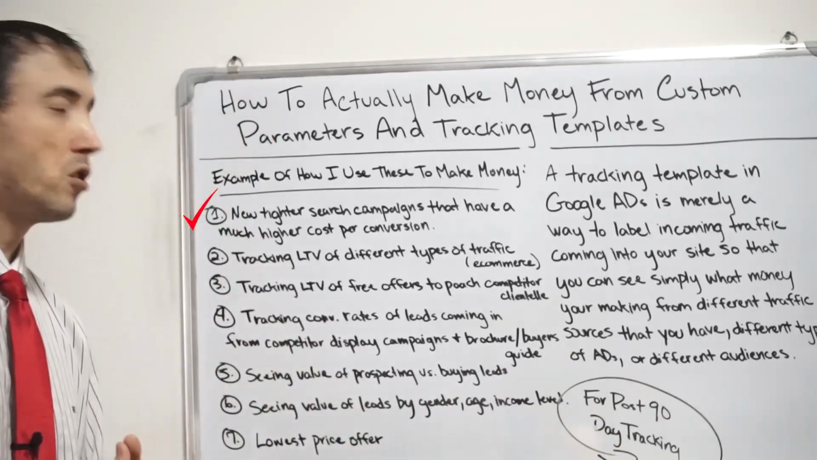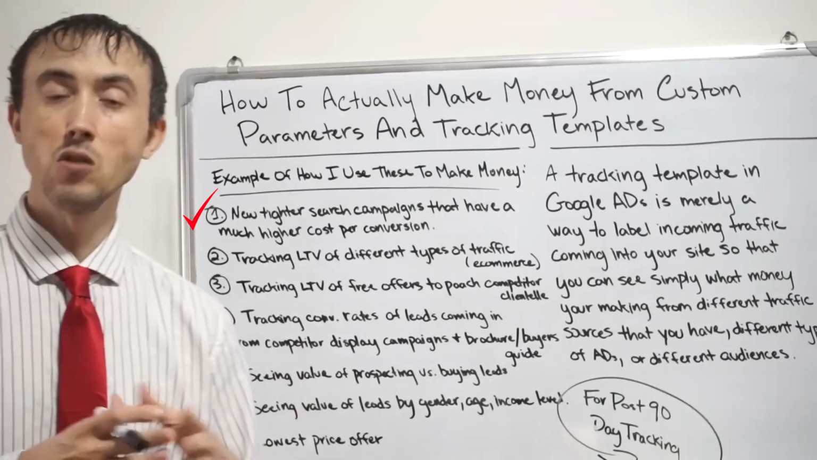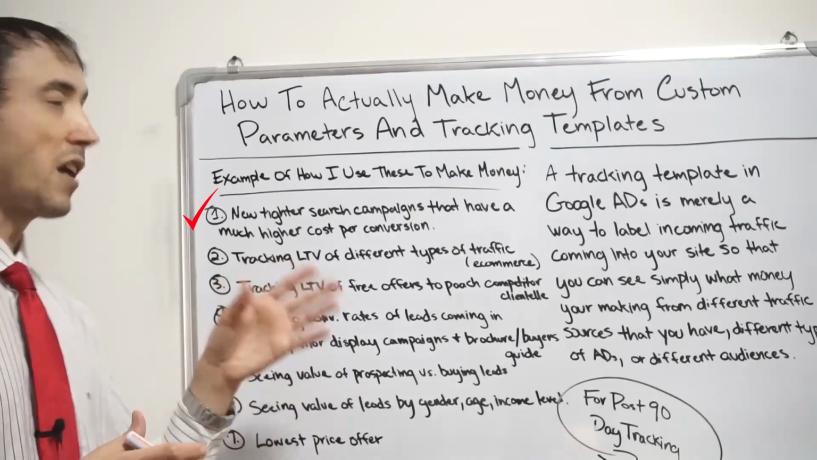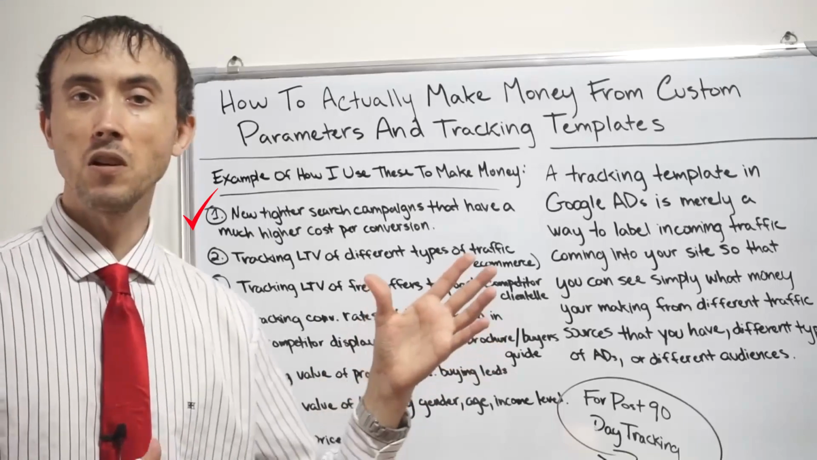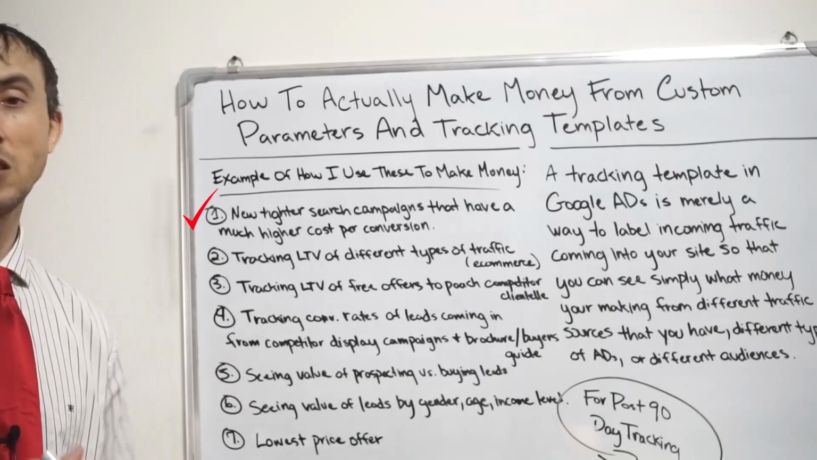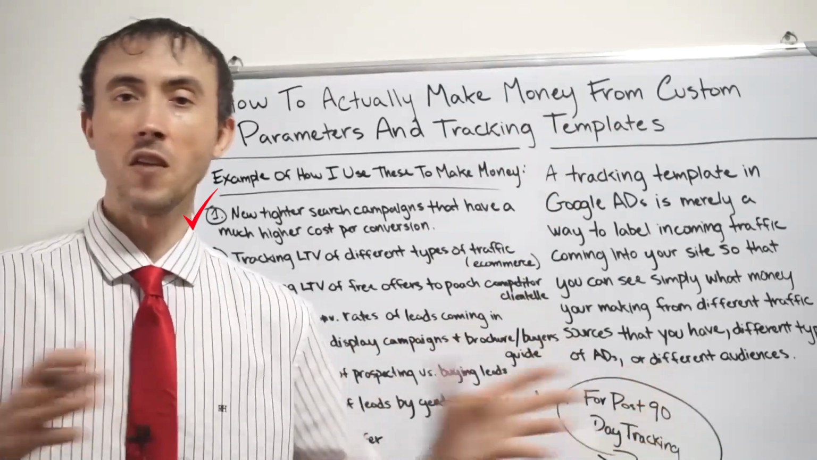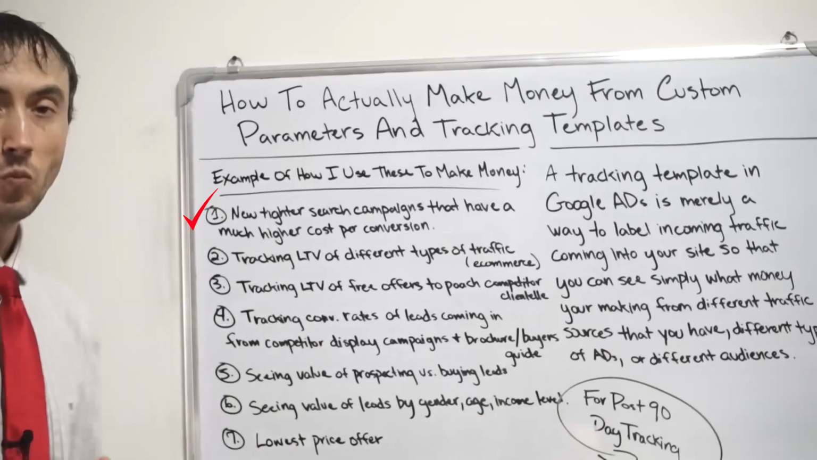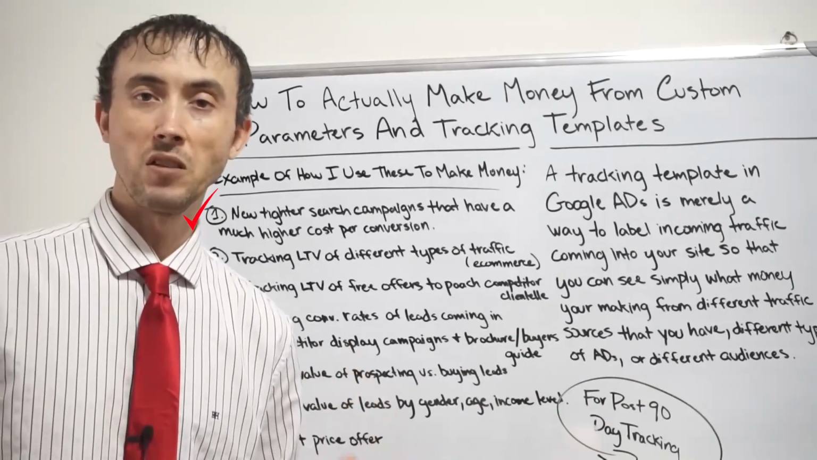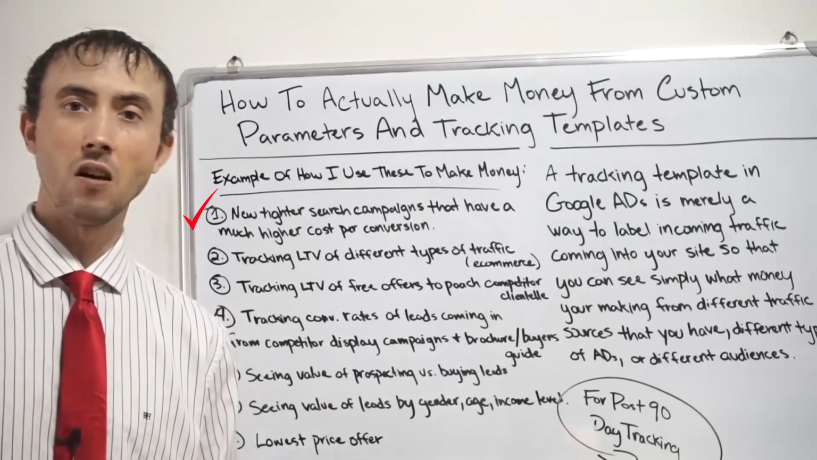So whereas you could use ValueTrack parameters to track and do kind of the same thing, tracking templates can make it easier and more efficient for you to do so. And just say our campaigns versus their campaigns. I want every lead to specify which one it is. And that's one of the things you can do with tracking templates, okay? That's the first example of how to make money with tracking templates itself.